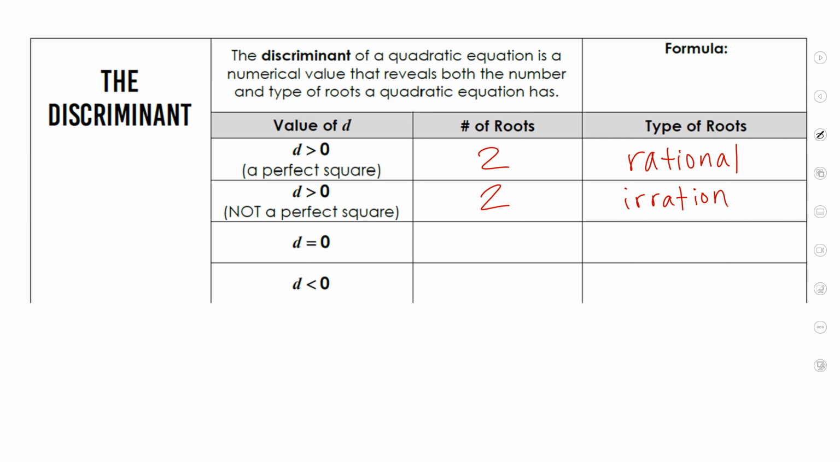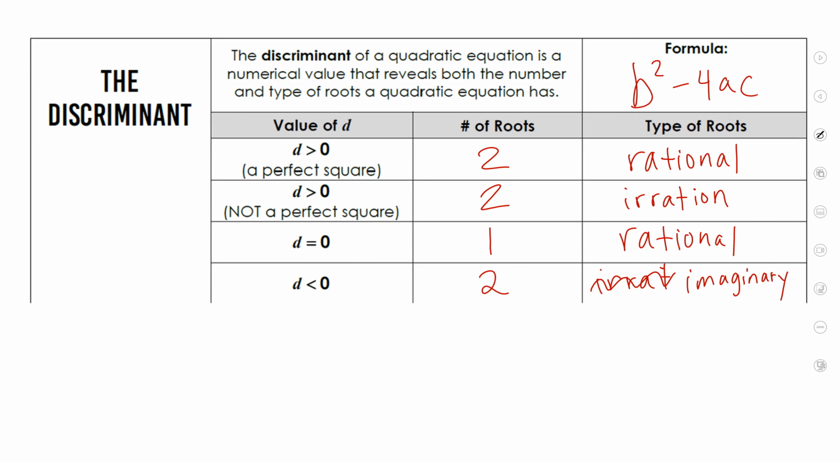If the discriminant is equal to 0, we're going to have 1 rational solution. And if it's negative, we're going to have 2 irrational solutions. It's actually going to be imaginary. Let me write the word imaginary. They're going to be imaginary, meaning it's going to have an i in it. And the formula is b squared minus 4ac. That is the formula for the discriminant.